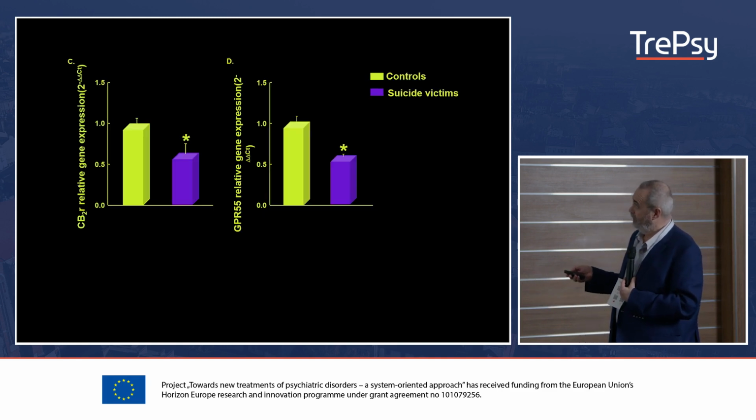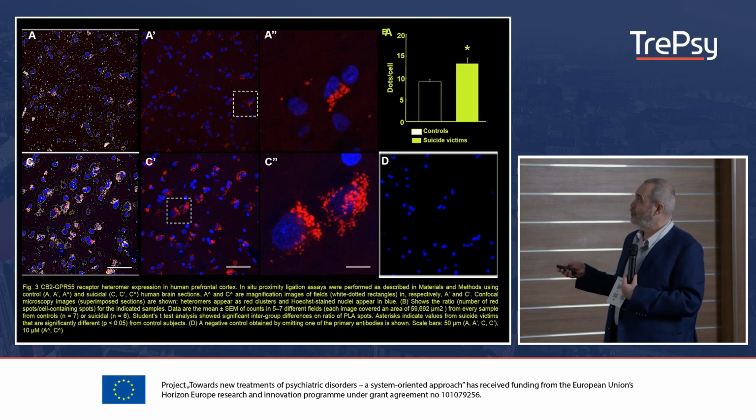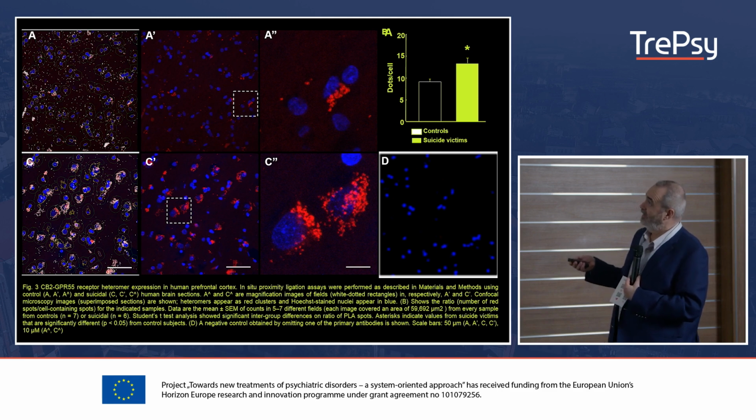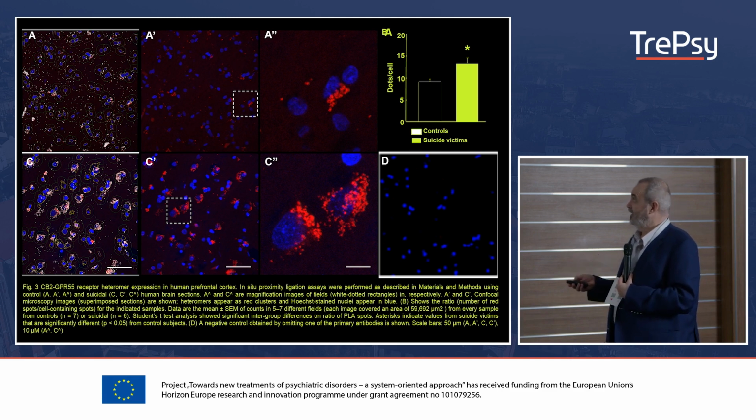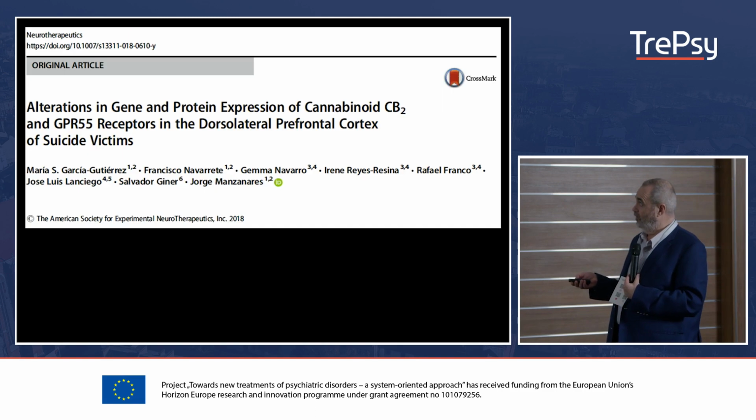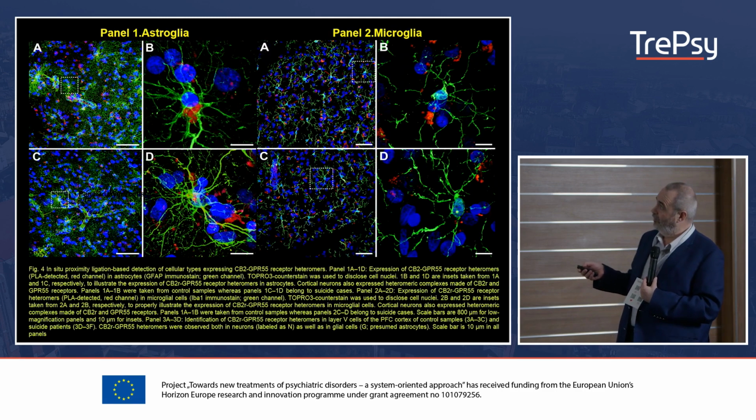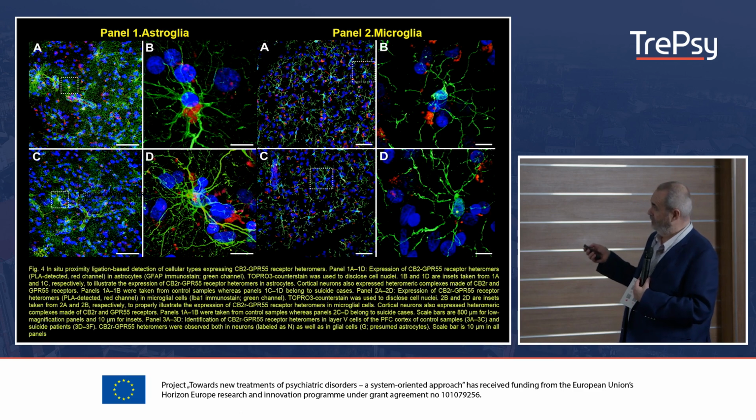We also did studies with GPR55, and we were able to show that there are heterodimers of CB2 and GPR55 in the dorsolateral prefrontal cortex, and that these heterodimers are located in neurons, astrocytes and microglia.